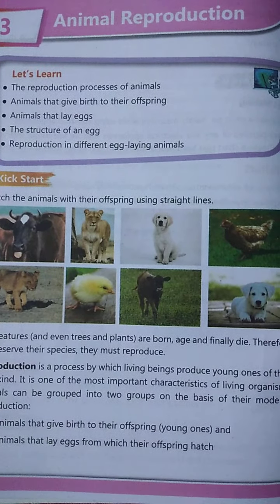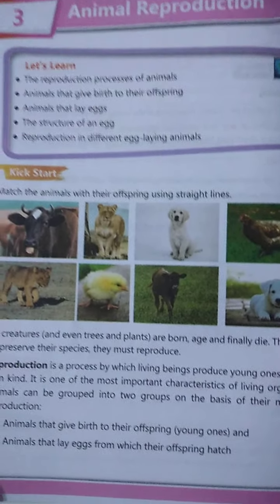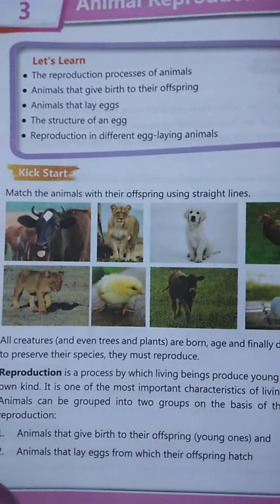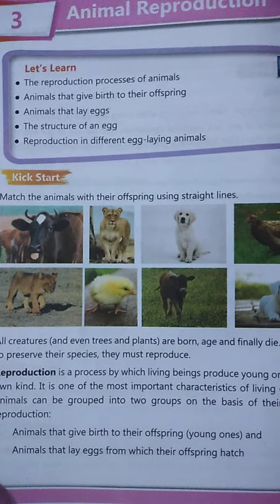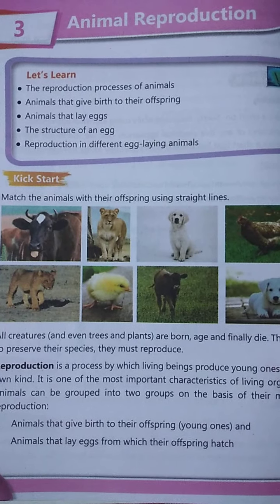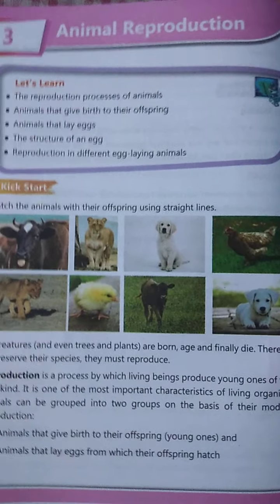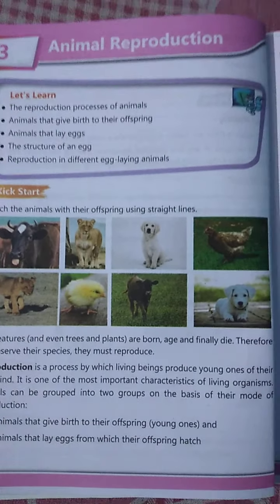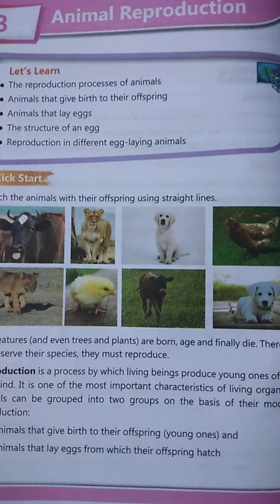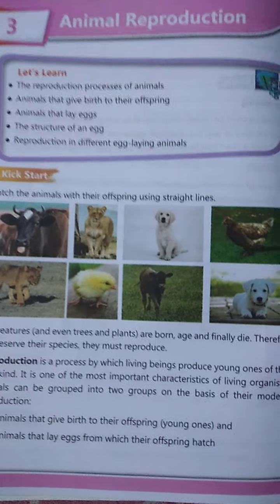So we'll take the new chapter, animal reproduction. Okay, now reproduction. What do you mean by reproduction? Reproduction means to reproduce. Now why do we need to reproduce? Because we know that all creatures, trees, plants, all living things are born, they age, and finally they die, right? So we have a limited period of time given, and after that every living organism dies.